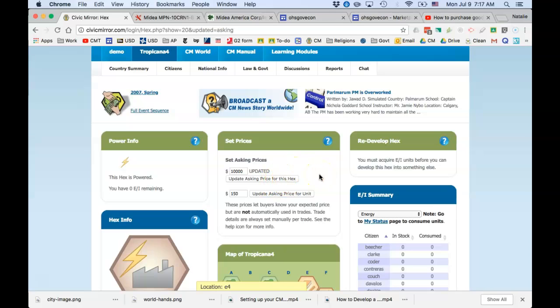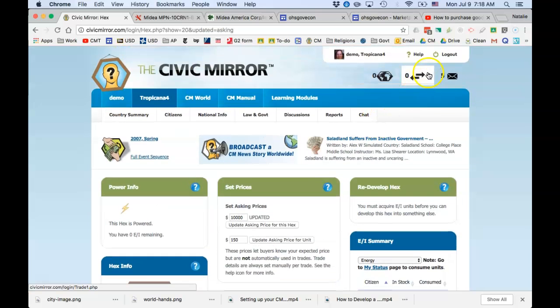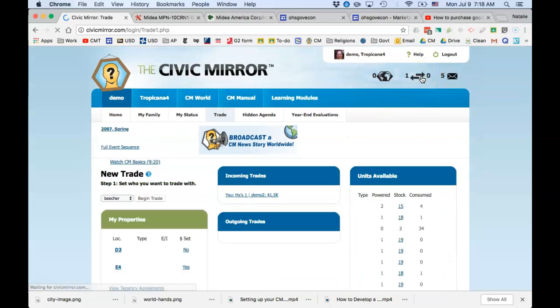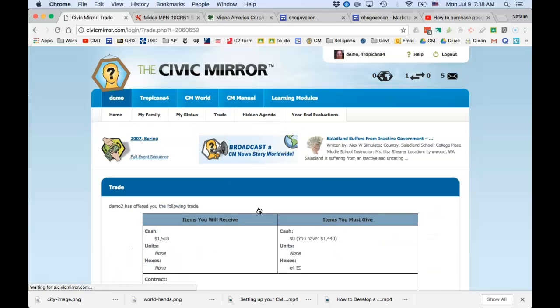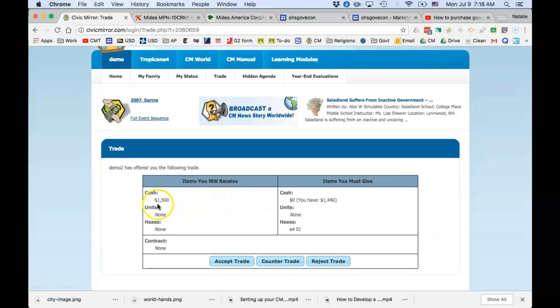Okay. Now, next thing I'm going to show you is some people will try and steal the EI Hex from you, and they'll do it in a very tricky way, and I'm going to show you how that works. Find out what's going on with your trades. You can click this trade button up here, and down here you'll see where it says incoming trades. So I'm going to click on this incoming trade. Someone's trying to get something from you, and look, oh my goodness, they're offering you 1,500. That's a great price. Sure, I'll give them a unit.